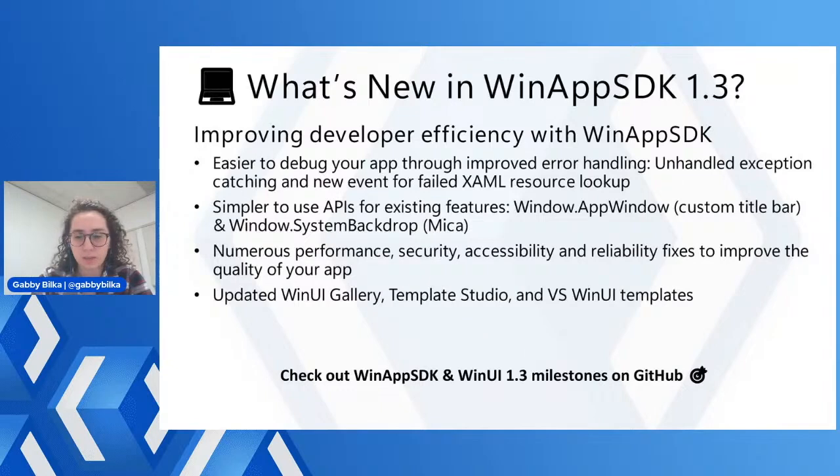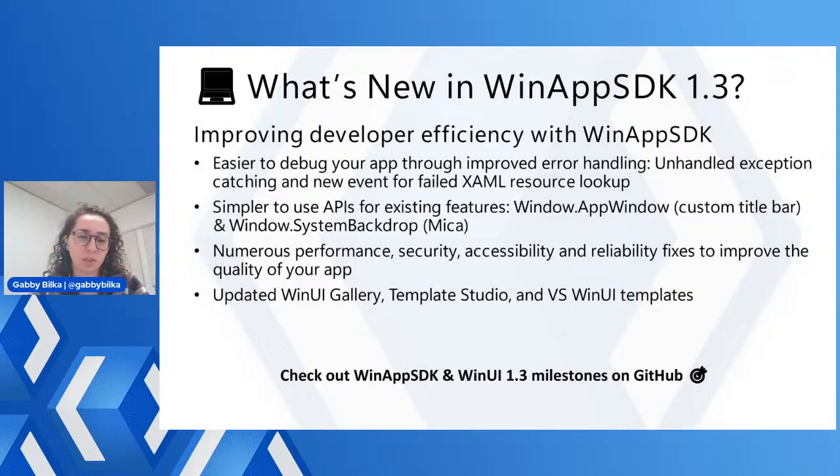And with that, I'll just give a little bit of a refresh on what we covered last call, but this information is still true. So 1.3, as Bob said, we're looking to ship within the next month, hoping to announce that at the next community call. And it's focusing really on improving developer efficiency with WinApp SDK. So making it easier to debug your app, having simpler to use APIs for common features, and then lots of fixes across the board.